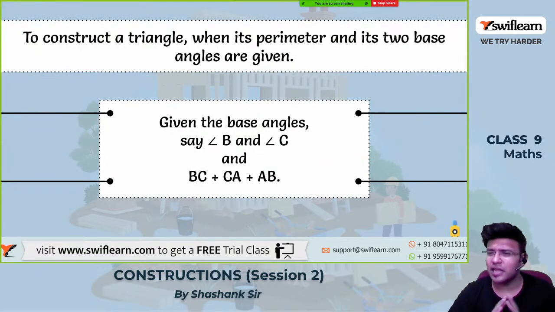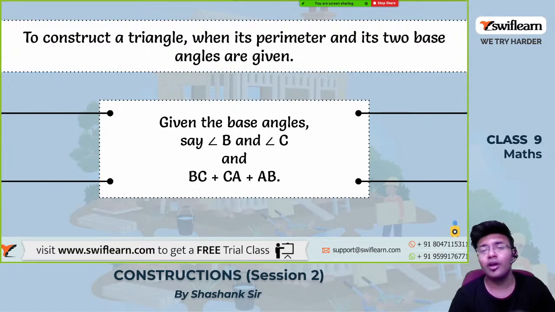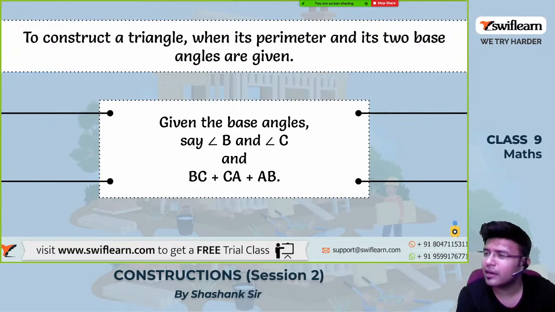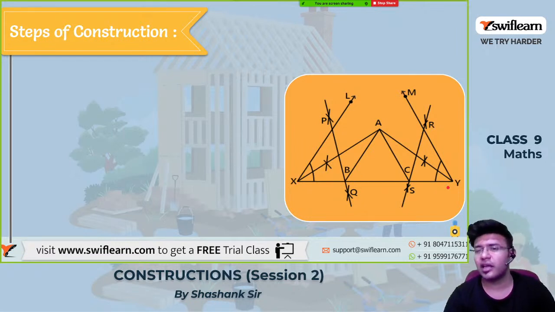Okay, and the last case. Total 4 cases. When the sum of two sides is given, when the difference of two sides is given, two cases for the difference of two sides, and when the sum of all three sides is given. How do we construct a triangle when the sum of all three sides and two base angles are given? Look, the first step, draw a line XY equal to the sum of all three sides, AB plus BC plus AC. Whatever that comes to, we need to draw XY.